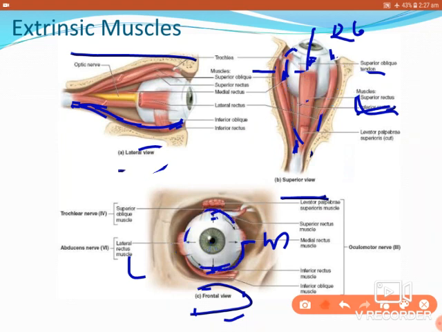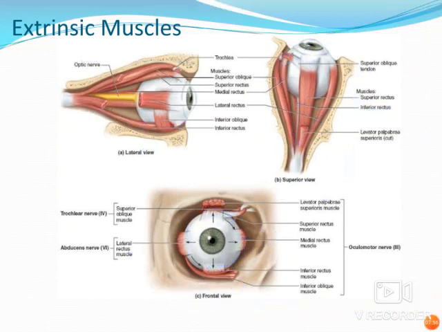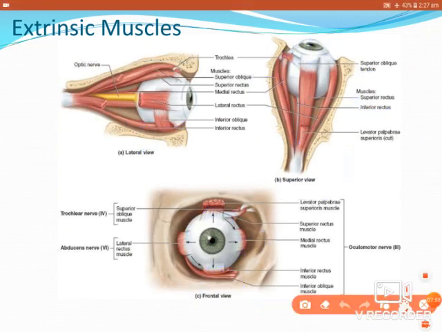Then comes the superior oblique and the inferior oblique attachments. Here you can see this is the superior oblique. See here, this one is the inferior oblique. The superior oblique originates from the part above this common tendinous ring, goes forwards, then medially above this medial rectus.